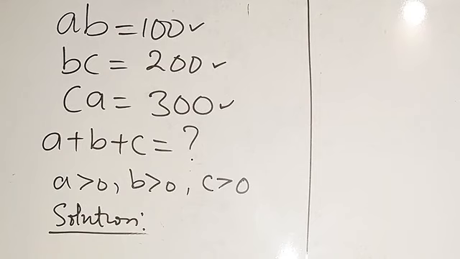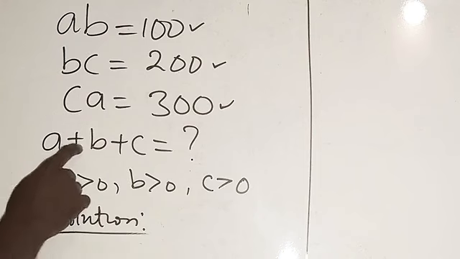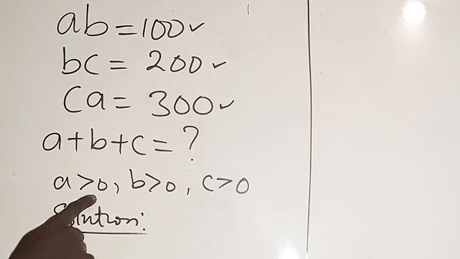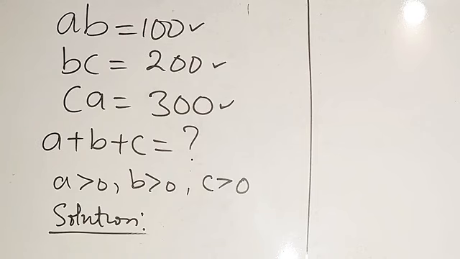This is an Olympiad problem. AB equals 100, BC is 200, CA is 300. What is A plus B plus C, where A is greater than 0, B greater than 0, C greater than 0? That is, they are all positive.